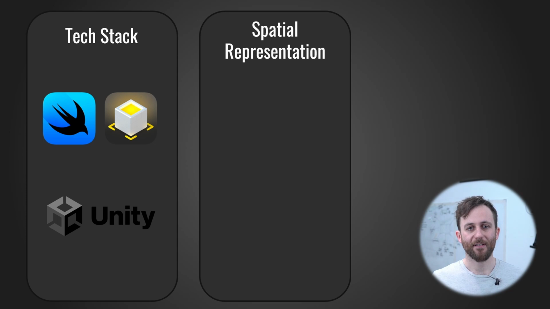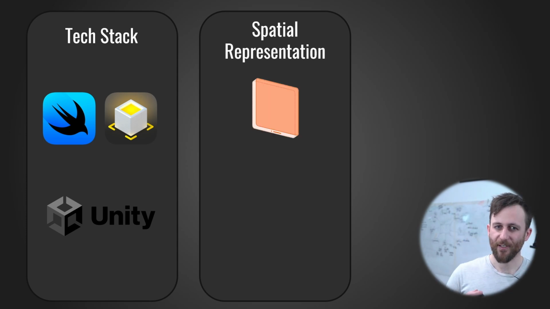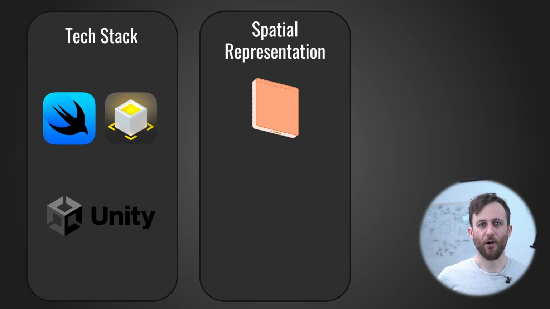The second dimension is spatial representation. Spatial representation is how you can represent the game on Apple Vision Pro. So Apple Vision Pro allows you to have your game as a 2D window. You can also have 3D content in there, so there's some sort of depth. That's also how all the classical iPad and iPhone apps are represented.